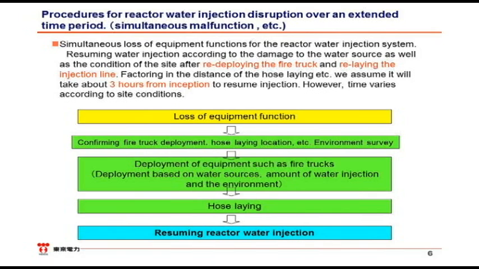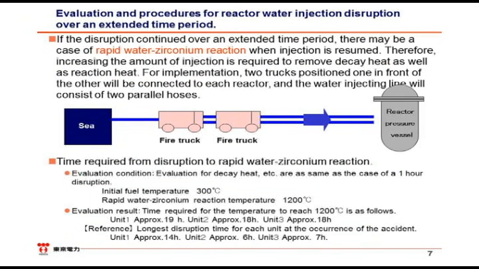According to this flowchart, after the functions of the multiple facilities were lost, we relocated the fire trucks, confirmed the current situation of where the hoses had been laid out on the ground, and conducted an environmental survey. After that, we expect to restore the hoses and resume water injection to the reactor following equipment installation. We assume that these steps will take approximately 3 hours. Therefore, we assume that the fuel temperature will increase by approximately 150 degrees Celsius in the case of an approximate 3-hour water injection disruption. What will happen in this particular situation is shown on page 7.